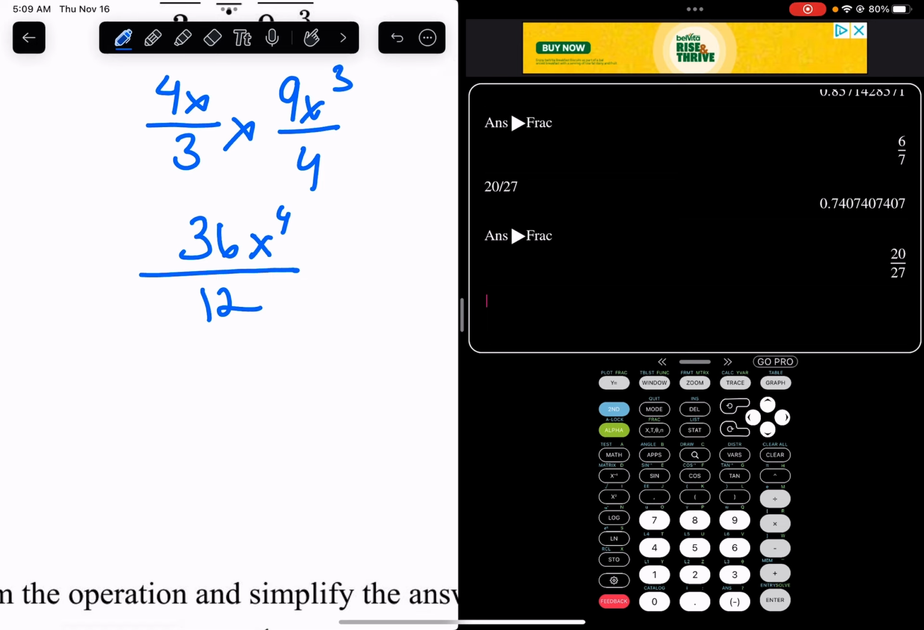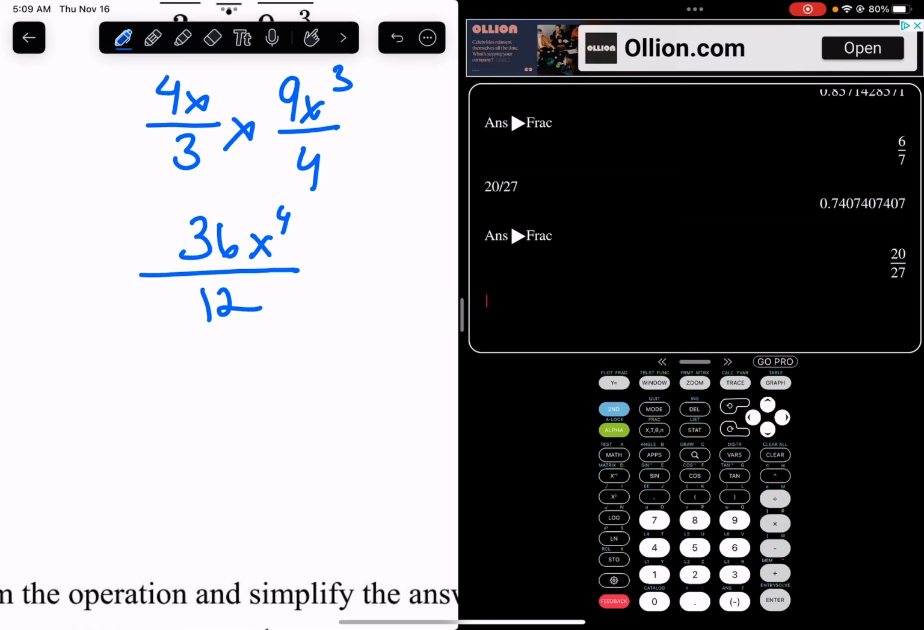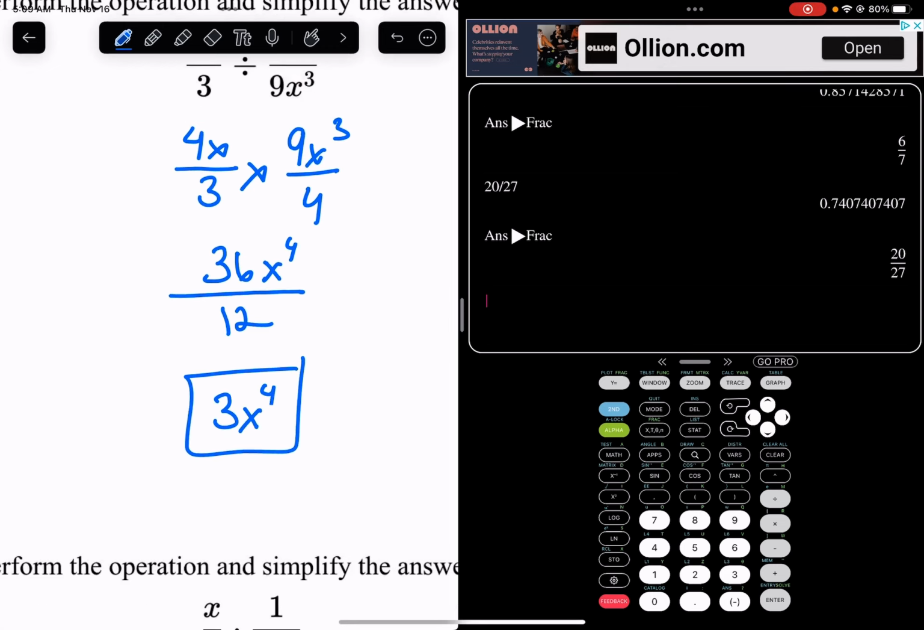36 divided by 12 actually just simplifies to a whole number. So we end up with 3, and since there's no x's on the bottom or anything, we're not going to have a denominator, and we're just left with 3x to the 4th.